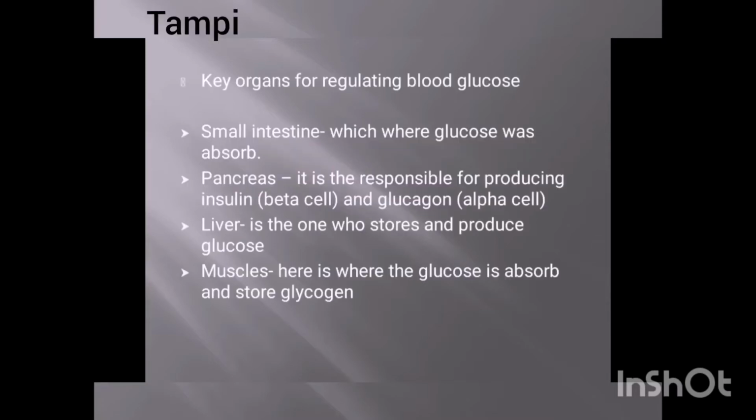The key organs for regulating blood glucose are the small intestine, where glucose is absorbed; the pancreas, which is responsible for producing insulin from beta cells and glucagon from alpha cells; the liver, which stores and produces glucose; and the muscles, where glucose is absorbed and stored as glycogen.